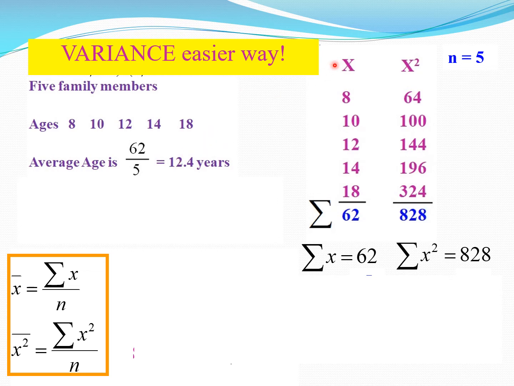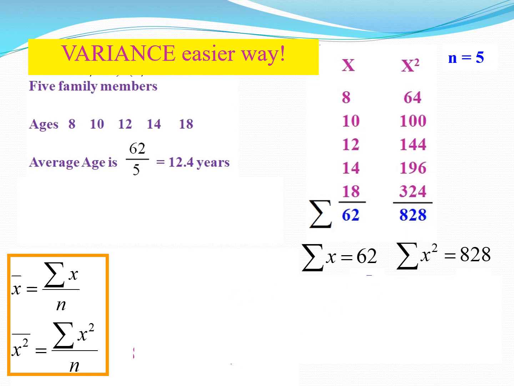So all you do is you list out the x numbers, the ages, and you square each age in turn. So 8 squared is 64, 10 squared, 12 squared, 14 squared, 18 squared is 324. And just add up the square of each of the ages. So the sum of the ages is 62. The sum of the x squareds is 828.